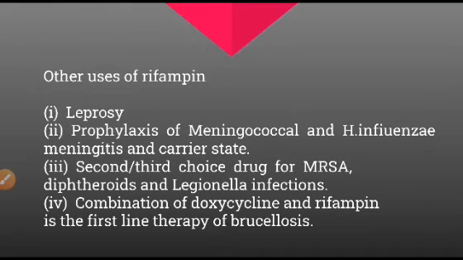Other than the various strains of tuberculosis, it has some other uses. Like you have seen, INH cannot be used for any other purpose. But here, rifampicin can be used in some cases of leprosy, for prophylactic use in meningococcal and H. influenzae meningitis and carrier state. It is a second or third choice drug for MRSA, diphtheroids and Legionella infections. Combination of doxycycline and rifampicin is the first line therapy of tuberculosis.